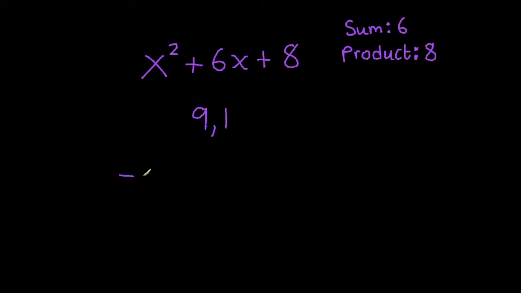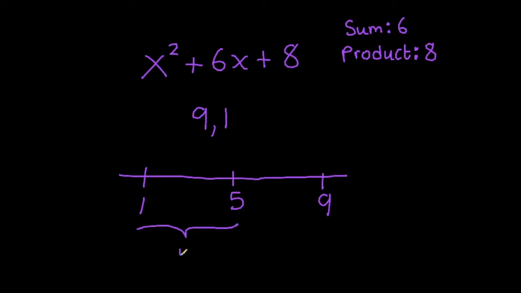And we could show that on the number line. Let's say we have 1 over here and 9 over here. What is the number that is exactly halfway between 1 and 9? Well, it's 5, right? The distance between 1 and 5 is just 4, and the distance between 9 and 5 is also just 4. So 5 lies exactly halfway between 1 and 9, and so it's their average.